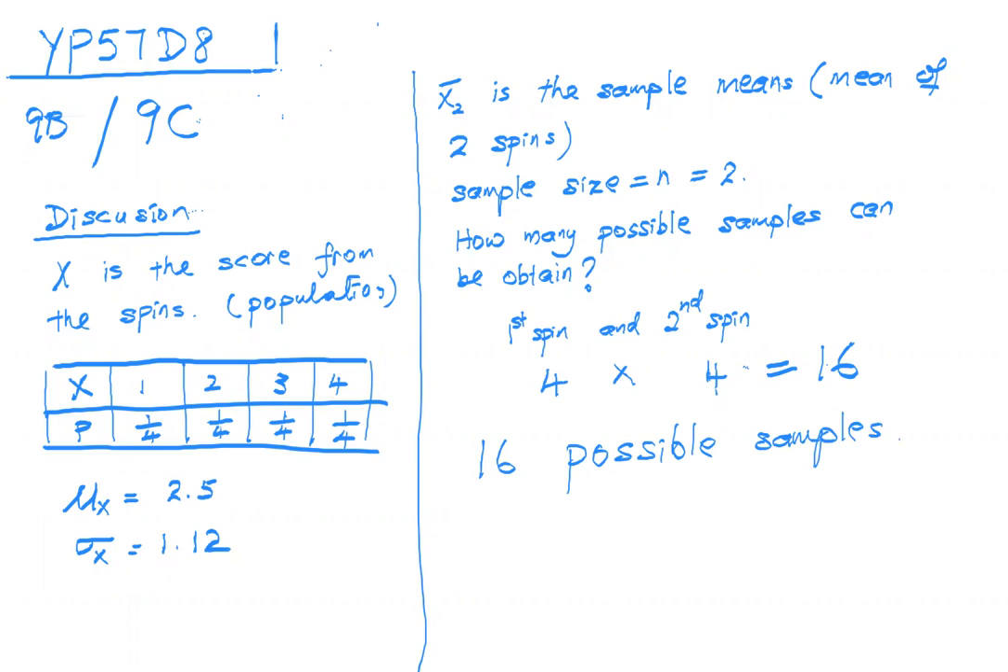You can imagine your population only has 4. When you choose a sample of size 2, you can have 16 possible samples. If my population had 10 members, for example, and I want to select samples of size 2, how many possible samples can I have? 10 times 10, 100 possible samples. These are called exhaustive samples, that means all the possible samples.